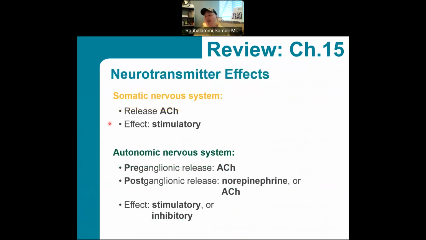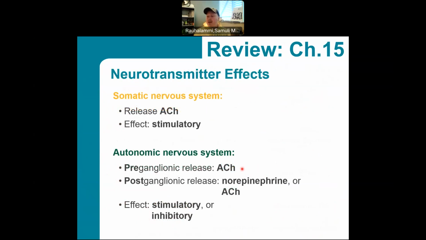We see other differences as well. The somatic nervous system has mainly a stimulatory effect. It activates things to happen and uses acetylcholine to do so. Whereas the autonomic nervous system can either activate things, but it can also inhibit things from happening in your body. And you remember that in the autonomic one, we had both pre- and postganglionic communication.